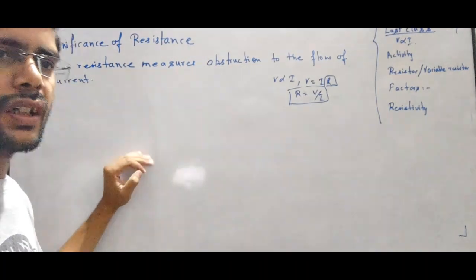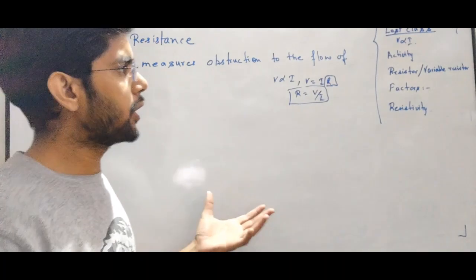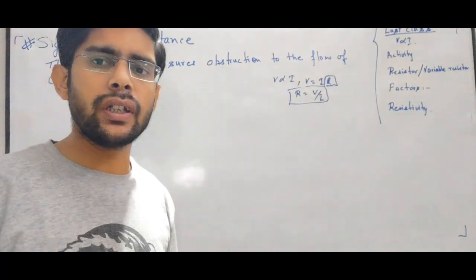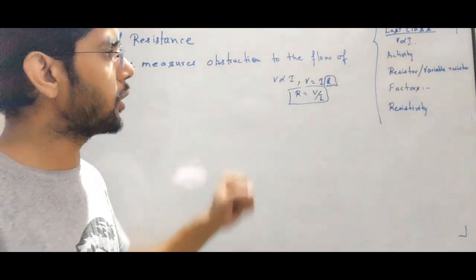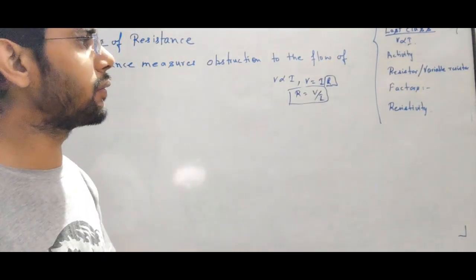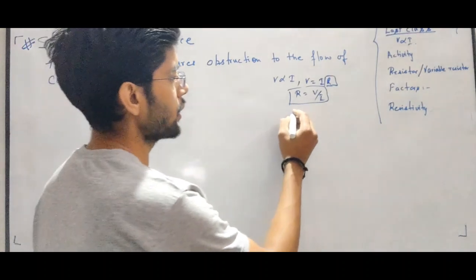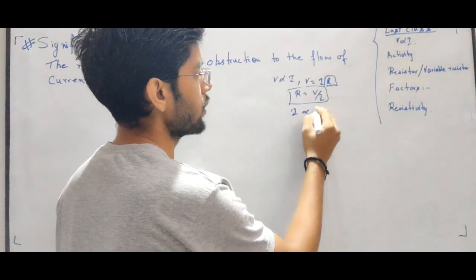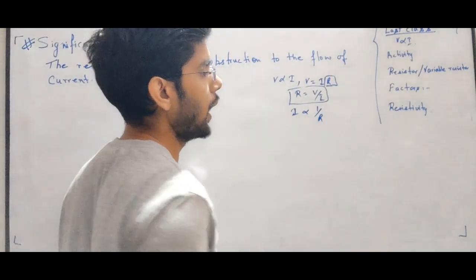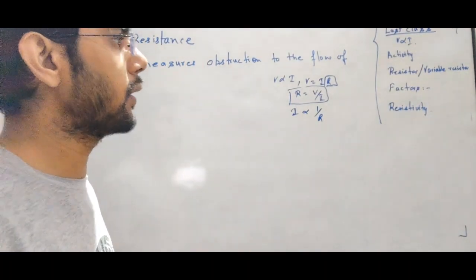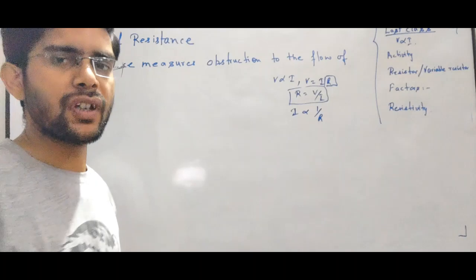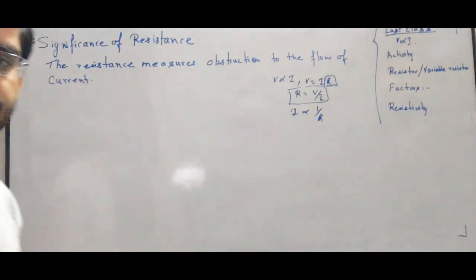In many appliances we need more current or less current, according to the requirement. So from the above relation, it is very clear that I is inversely proportional to R. Let us verify this with the help of an activity. So let's have the activity.